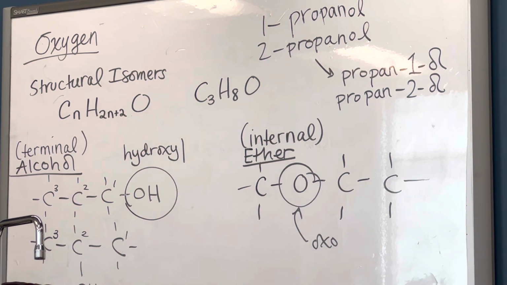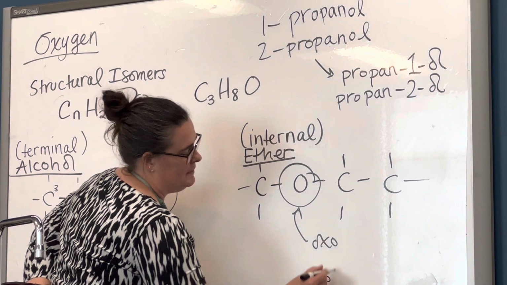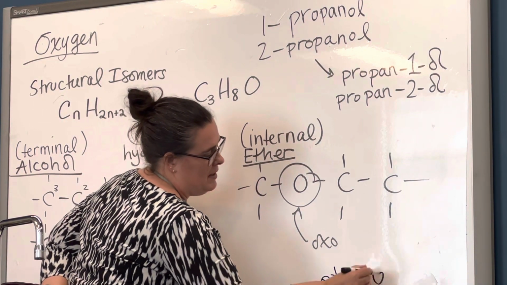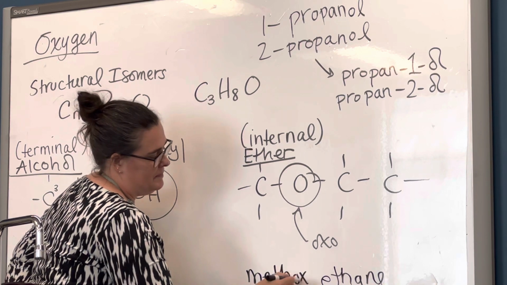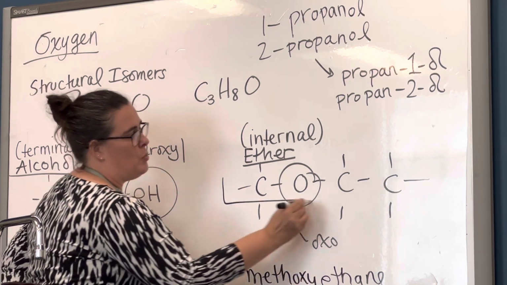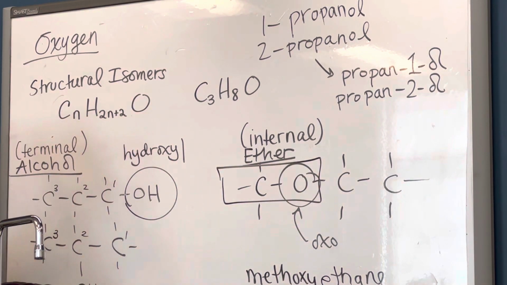The guy on the right, what's the longest carbon chain? 2. So it's an ethane. And in front of it, what I write is methoxy. This has one carbon and that ether group, that oxo functional group. And so that's referred to as methoxyethane.